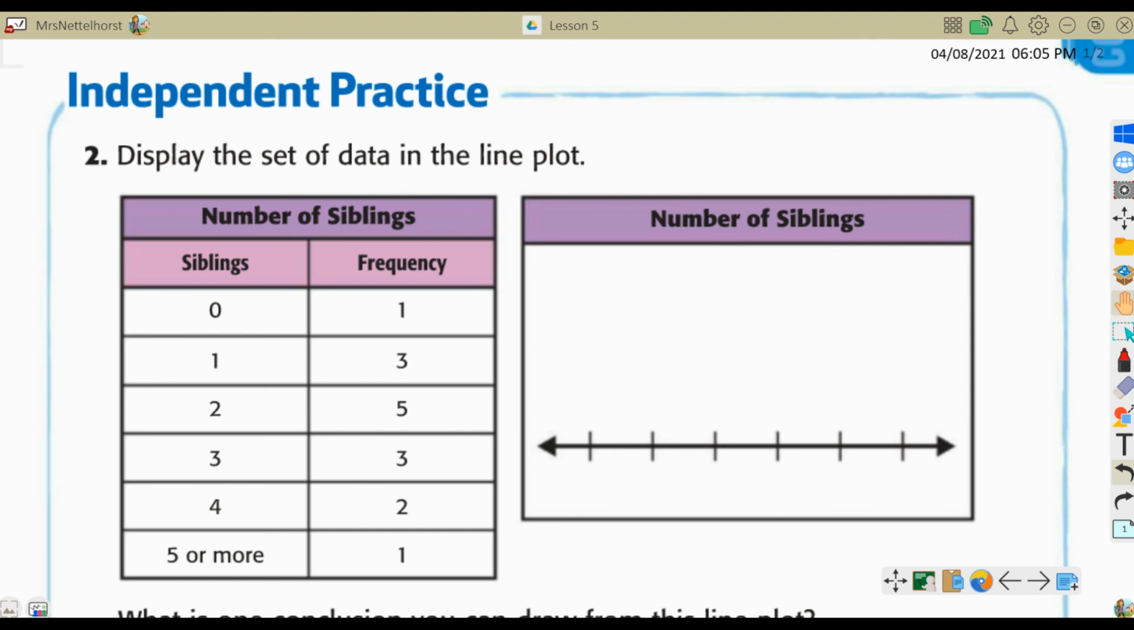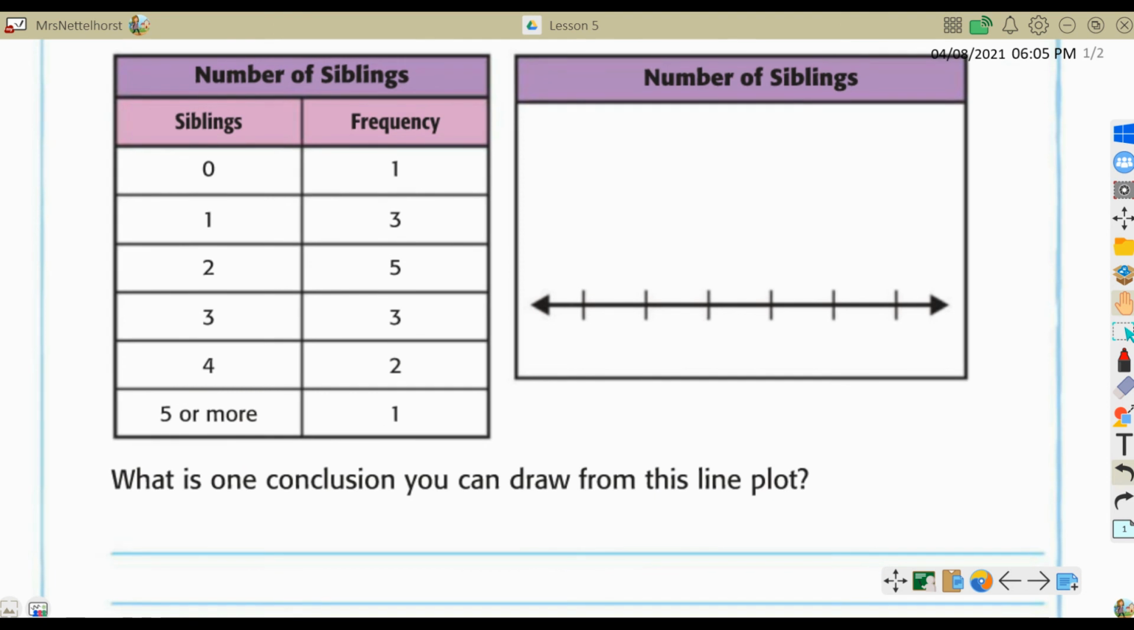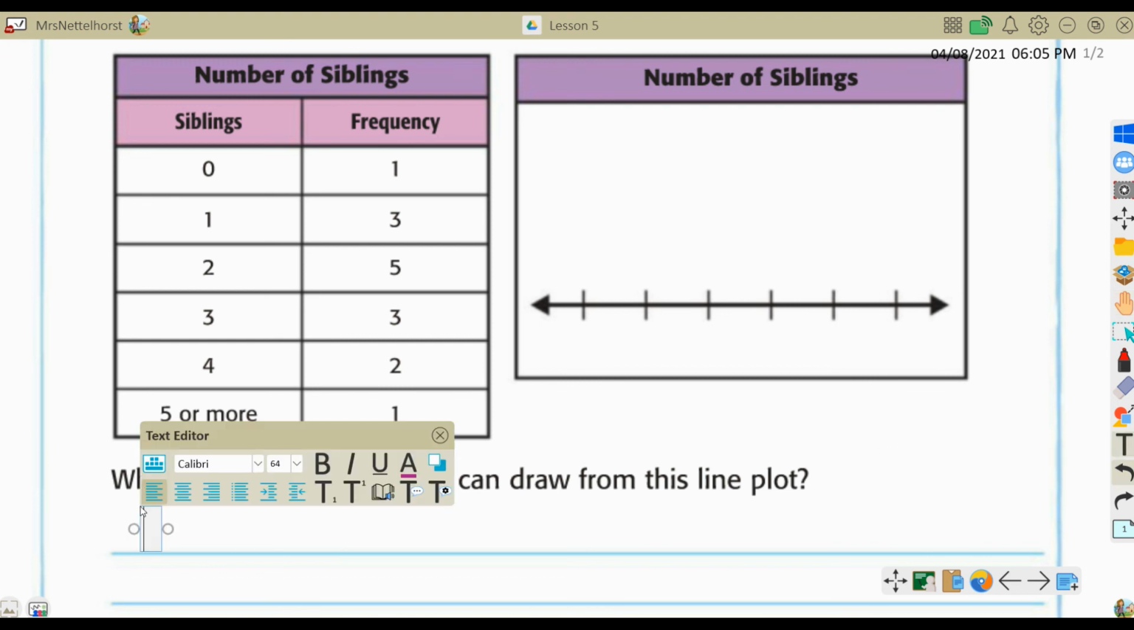So you need to number the number line from 0 to 5. 0, 1, 2, 3, 4. Yeah, 0 through 5. And then put X's for however many people have that number of siblings. Okay. Then you're going to type what is one conclusion you can draw from this line plot. I want you to use the question in your answer. So I'm going to give you a sentence starter, and you may use this sentence starter, but then you need to finish the sentence. One conclusion.